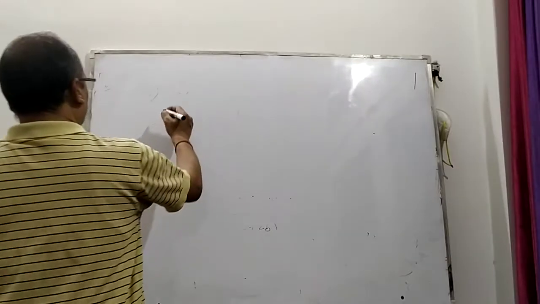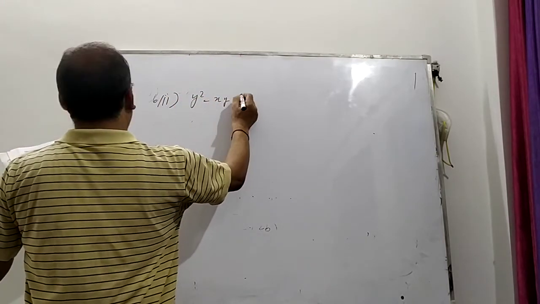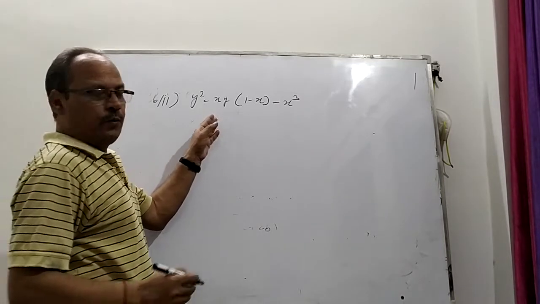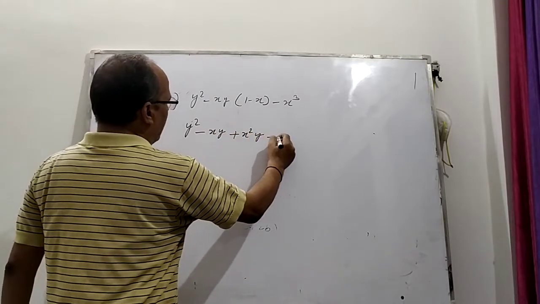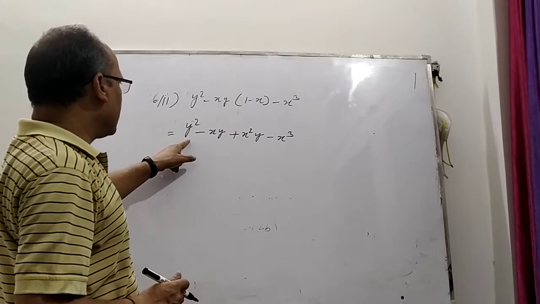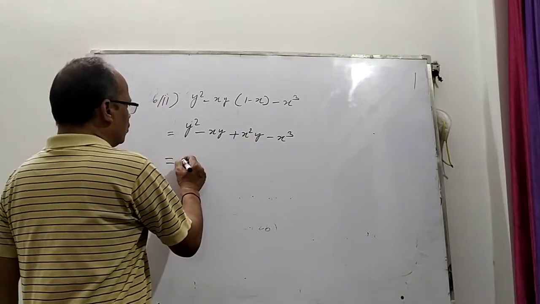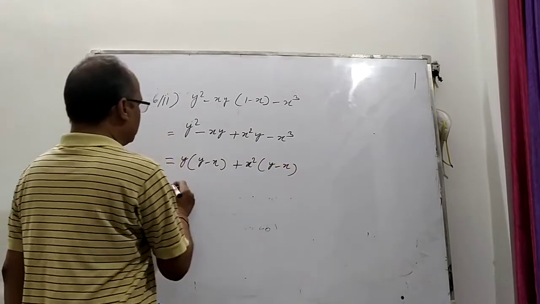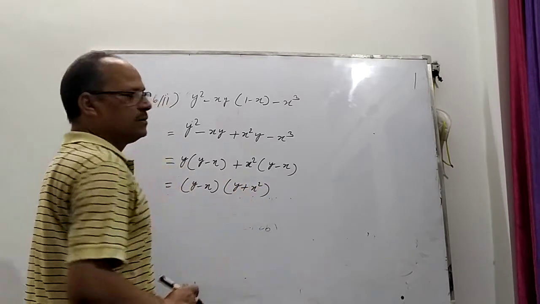Now see the second. y square minus xy plus x square y minus x cube. Now we talk about the pair. If we take common from here, what will come? y minus x, and from here we take x square common, so y minus x. So y minus x plus x square, y minus x. Now this will be y minus x and y plus x square. This is clear?